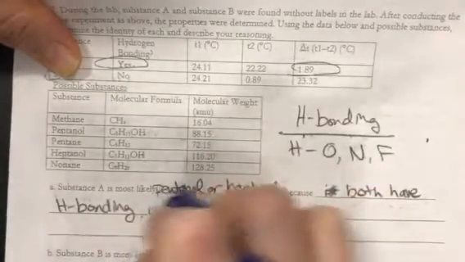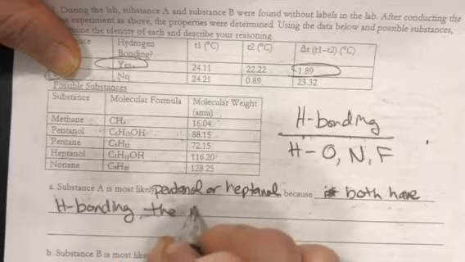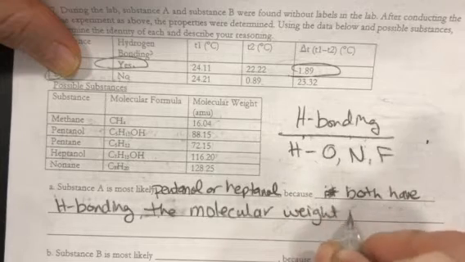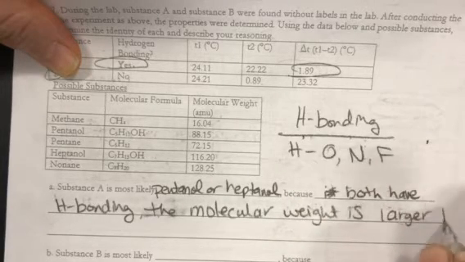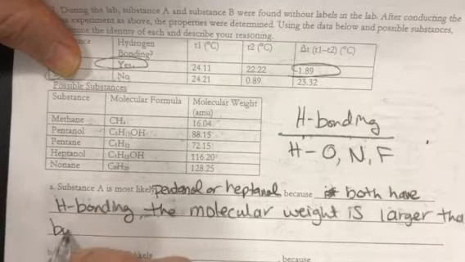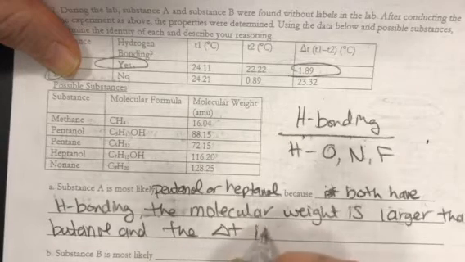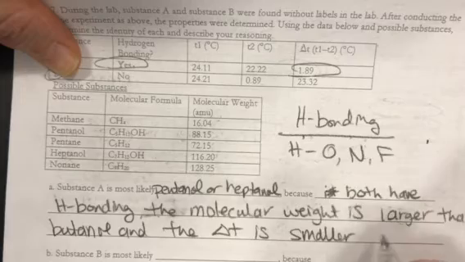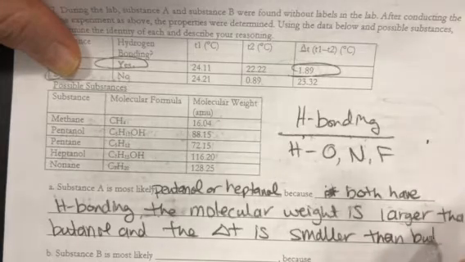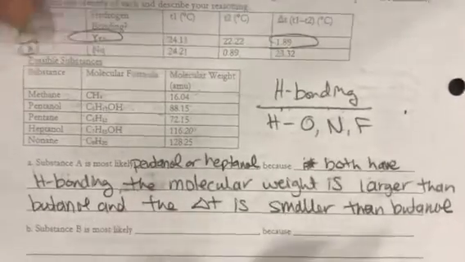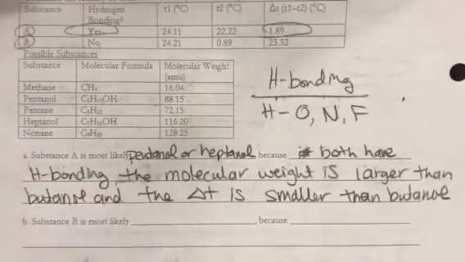The molecular weight is larger than butanol, and the delta T is smaller than butanol. All right, so there would be letter A for, so you need to be able to answer 17A and B for a 3.5, 17A, B, and 18A and B for a 4.